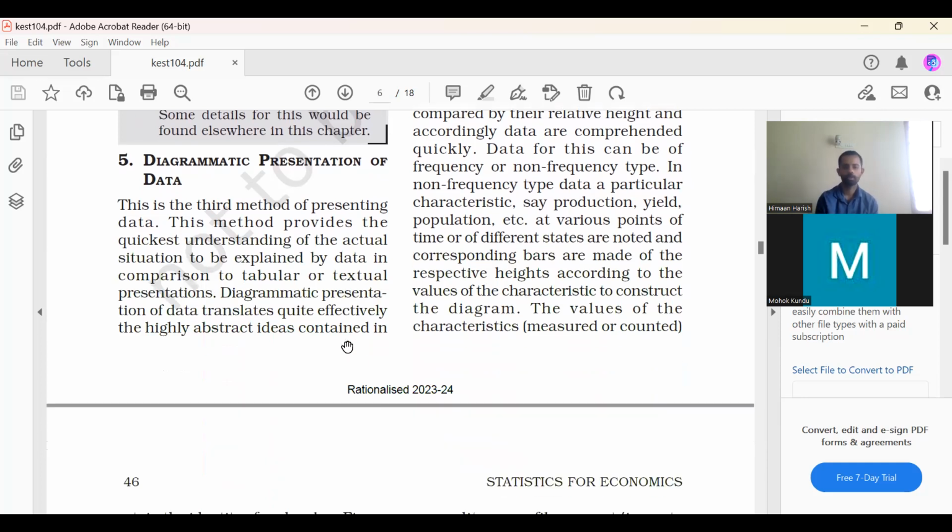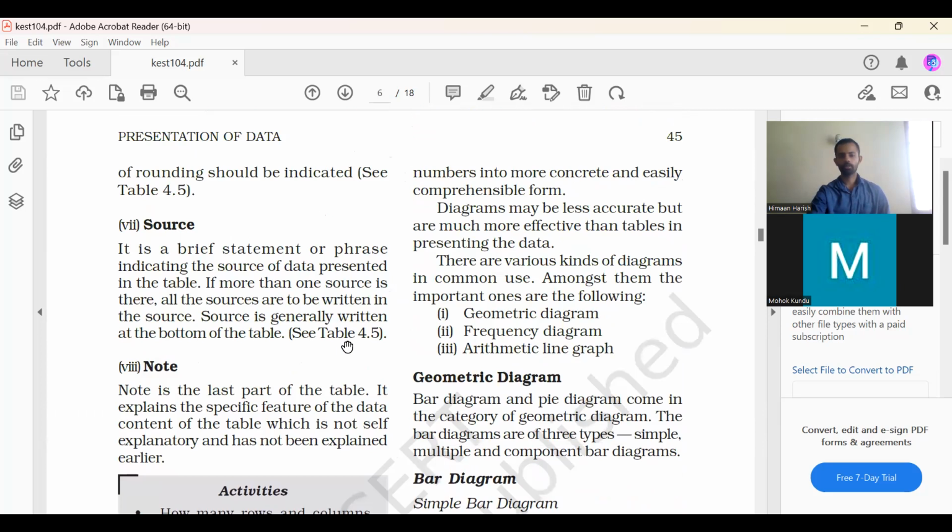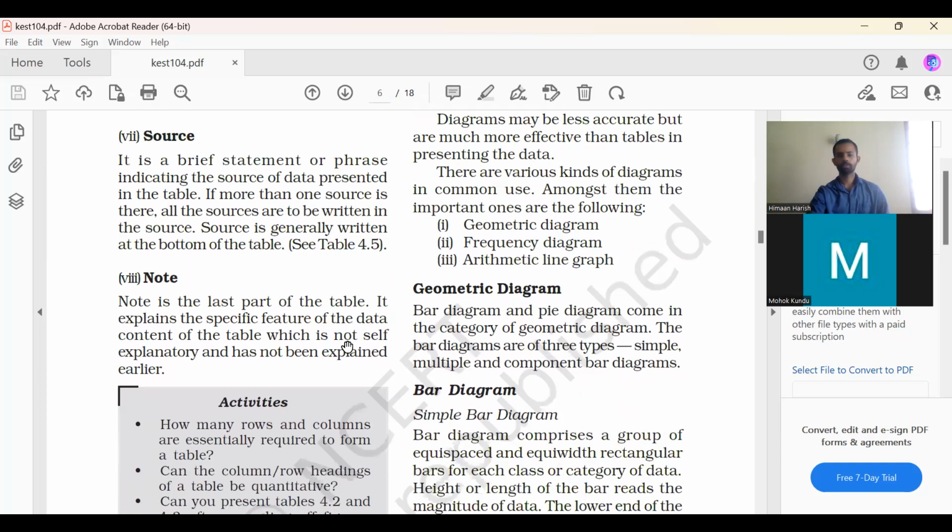So we can head to diagrammatic presentation of data. This is the third method of presenting data. We have completed textual and tabular presentation of data. This method provides the quickest understanding of the actual situation to be explained by data in comparison to tabular or textual presentations. Diagrammatic presentation of data translates quite effectively the highly abstract ideas contained in numbers into a more concrete and easily comprehensible form. Diagrams may be less accurate but are much more effective than tables in presenting the data.